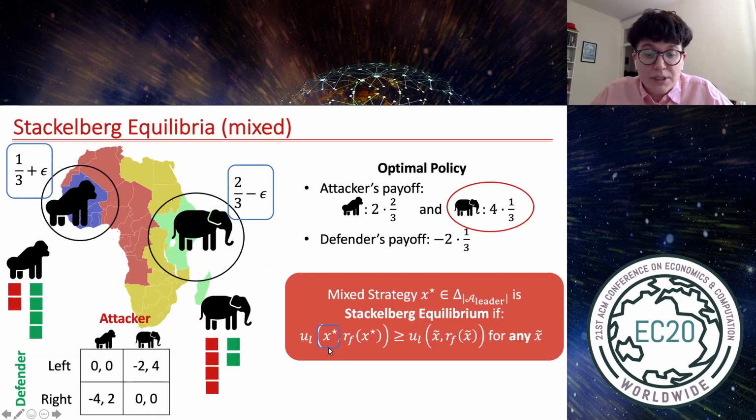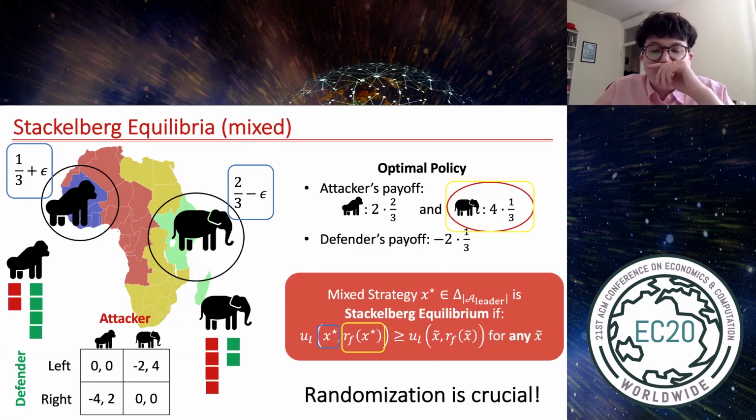And what really is X star in this example? Well, X star is the probabilities that the defender has deployed, and what is RF of X star? This is really the choice of which of the two animals to attack from the perspective of the attacker.